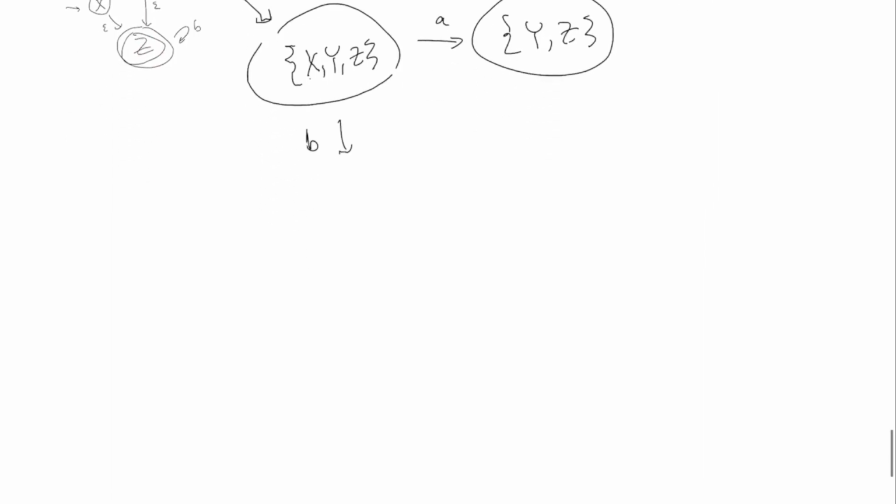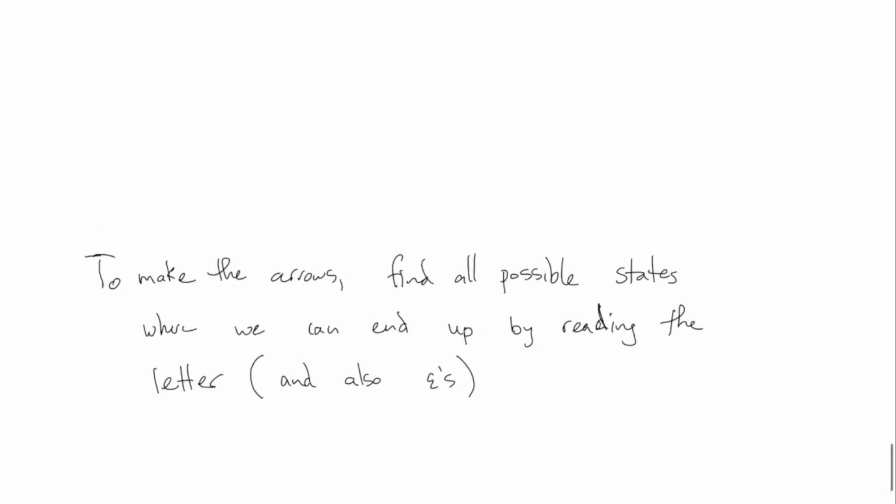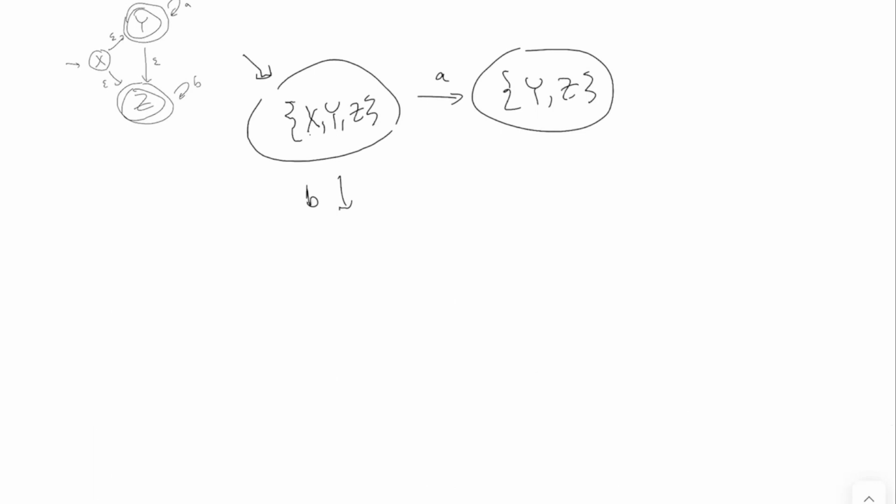and maybe I'm going to scroll down and write the rule here. So for each arrow, here is how you make the arrows. To make the arrow, you find all possible states where we can end up by reading the appropriate letter, and also epsilons. So this is the rule for how you draw the arrows. You find all possible states where we can end up by reading the letter of the arrow you're drawing and also allowing epsilon.